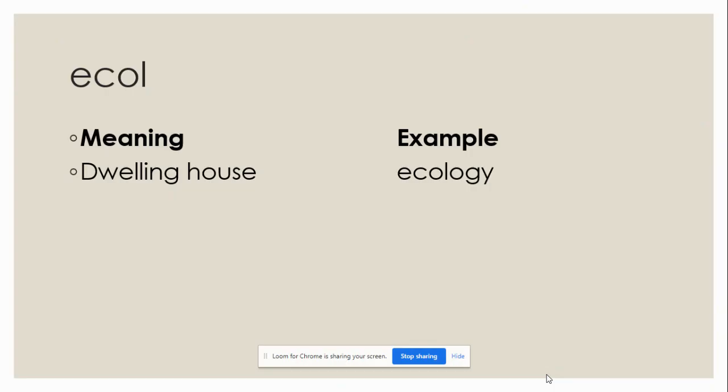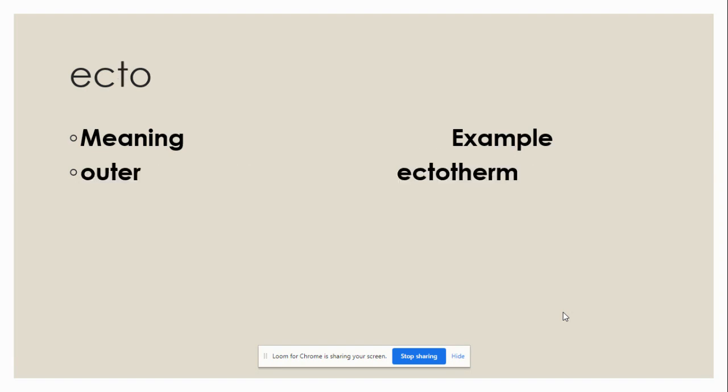Our first one is ecol, which means dwelling house. So I have the example ecology, which stands for basically the study of where organisms live. Ecto means outer, so ectotherm would be the outer covering. Should be a warm outer covering. Ectomy means cut out, so an appendectomy means that they are cutting out your appendix.